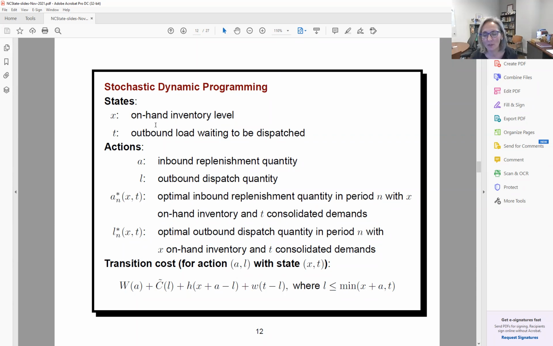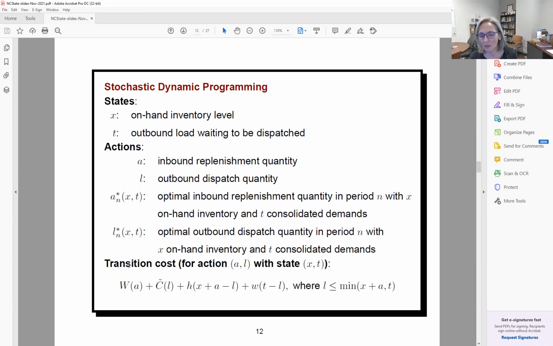So at the beginning of each period, the assumption is that we observe our inventory level and we check our records to find out about the outbound load waiting to be dispatched. This is the load that has been consolidated so far by realized stochastic demands. We need to decide on the inbound replenishment quantity, and also we need to decide on the outbound dispatch quantity in each period. The optimal decisions are indicated by star, and naturally they depend on the state variables.